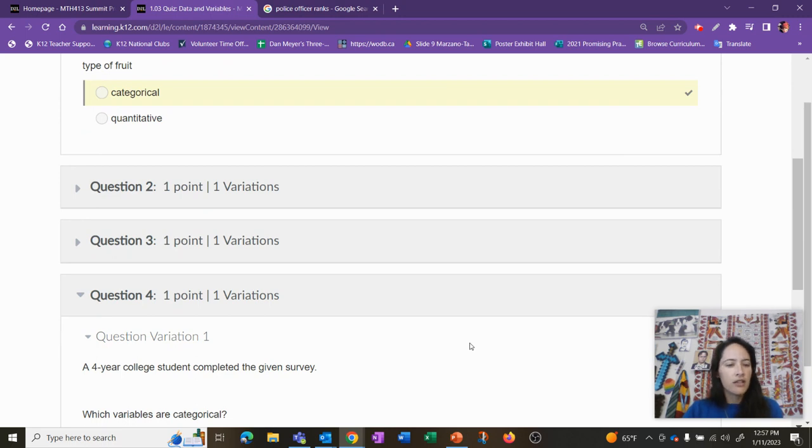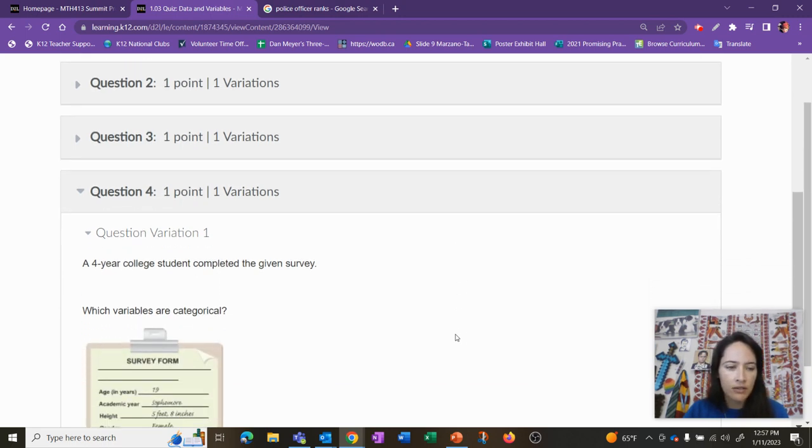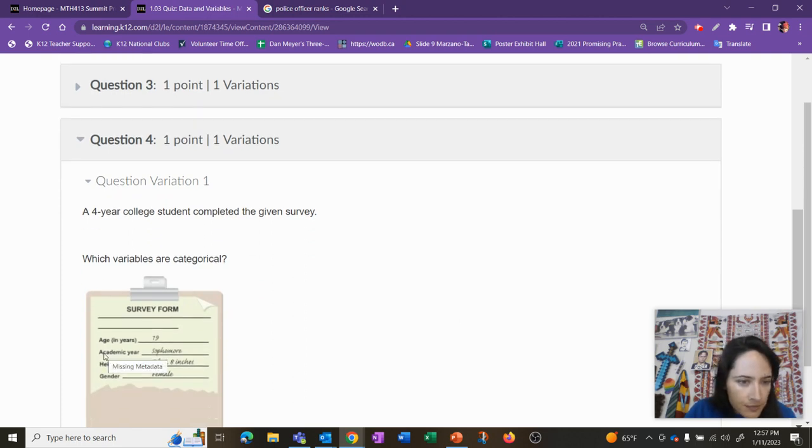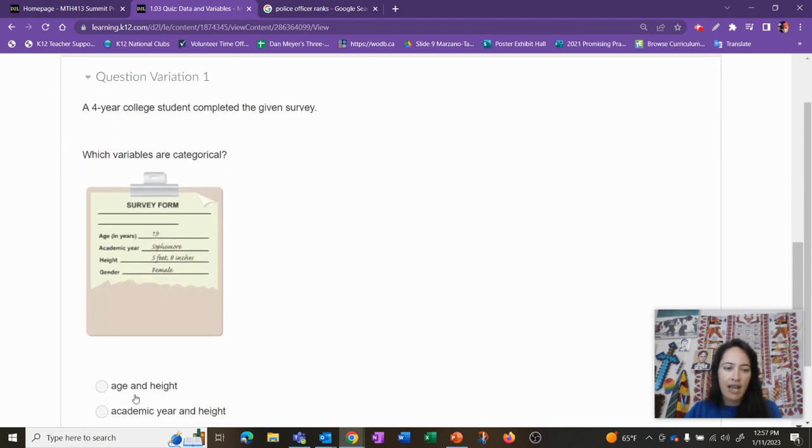A 4-year college student completed the given survey. Which variables are categorical? Well, categories. Age, 19, right? Academic year, sophomore. Height, 5 feet 8 inches. Gender, female. Age and height.